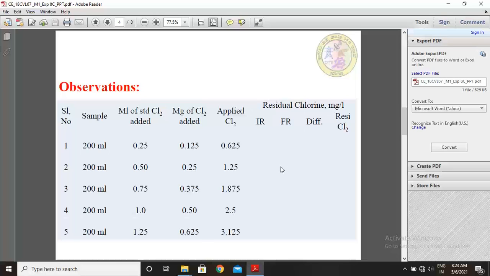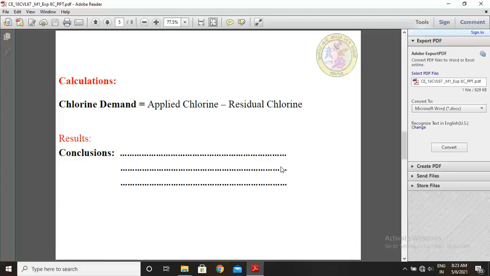Finally we calculate the residual chlorines from the table, and we do the calculations with this formula: chlorine demand equals applied chlorine minus residual chlorine. Results: we get chlorine demands in milligram per liter. Then we write the conclusion based on the results.